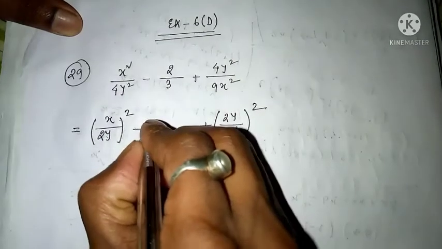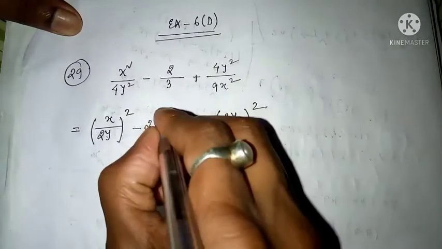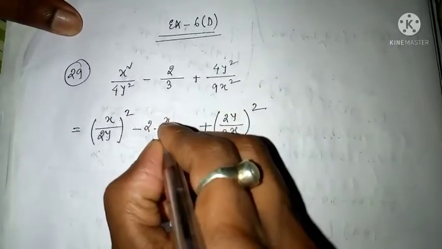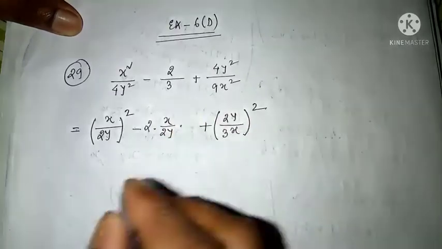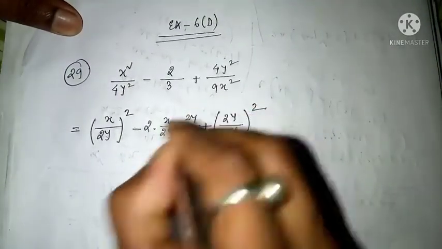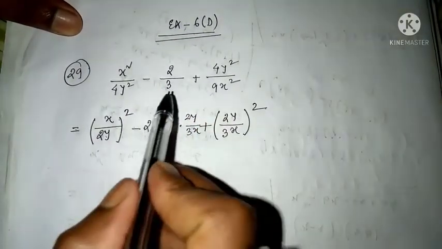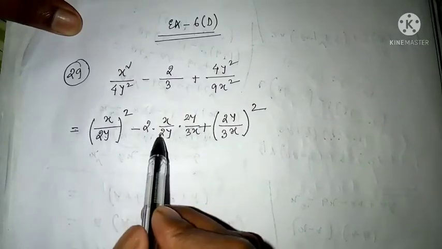Then you can see here the middle term must be 2 times the product of the first term, now see here, that is x by 2y into, what is the third term? That is 2y by 3x. Now see, our middle term is 2 by 3, but are we getting 2 by 3 here?